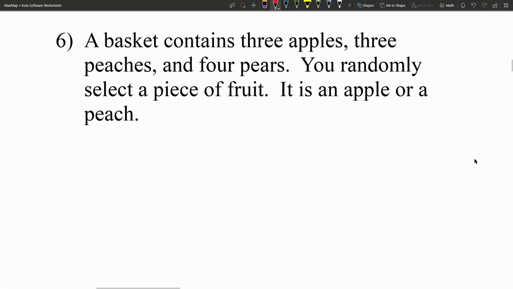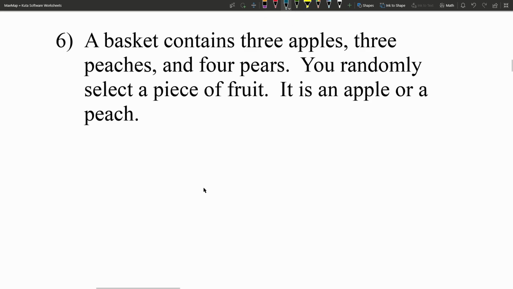In number 6, it states that a basket contains 3 apples, 3 peaches, and 4 pears. You randomly select a piece of fruit. It is an apple or a peach. Think about it. These are mutually exclusive as well. You're not going to draw an apple that is also a peach if you're randomly selecting one single piece of fruit. It's either an apple or a peach or potentially a pear, but they're not going to occur at the same time. So these are mutually exclusive.